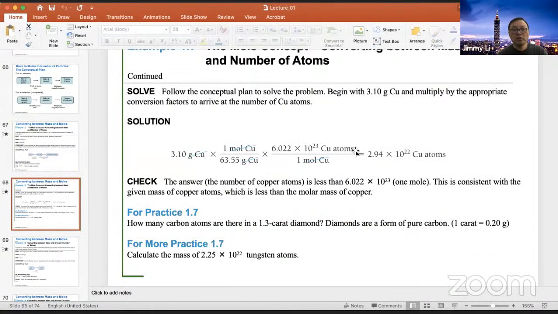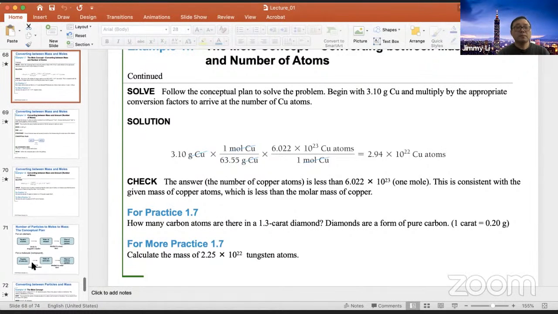So take your time, about 30 seconds. You can see we start with 3 significant figures, 3.10, so we should end up with 3 significant figures, 2.94 here. Hopefully that makes sense to you.